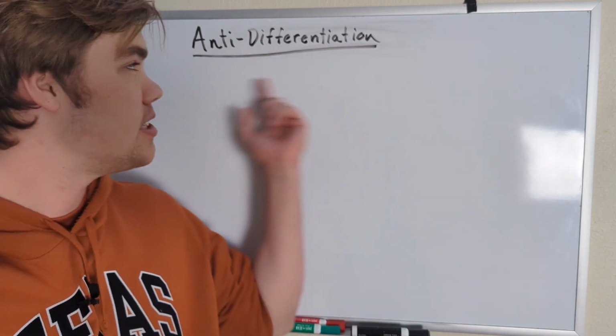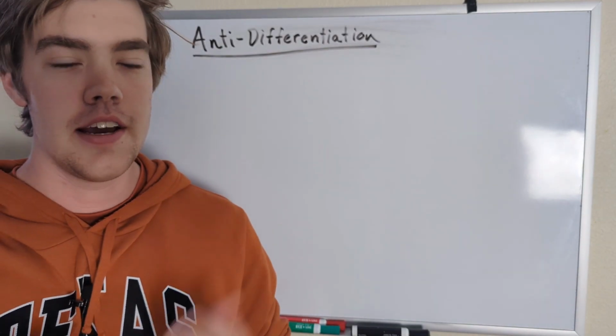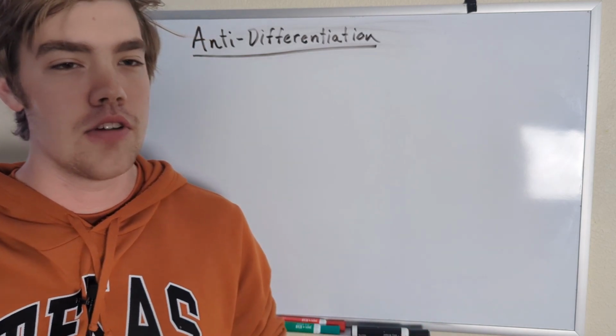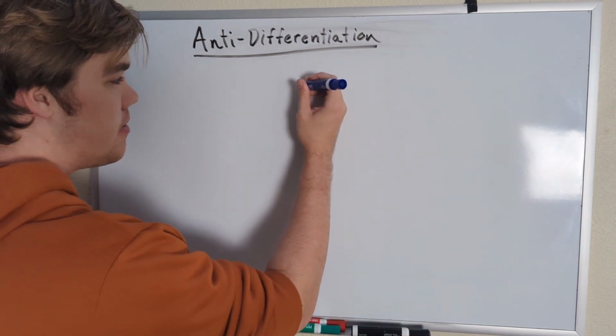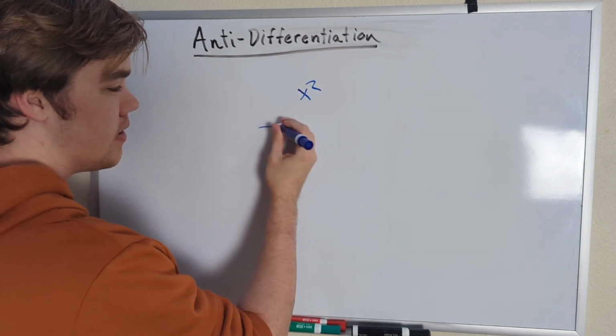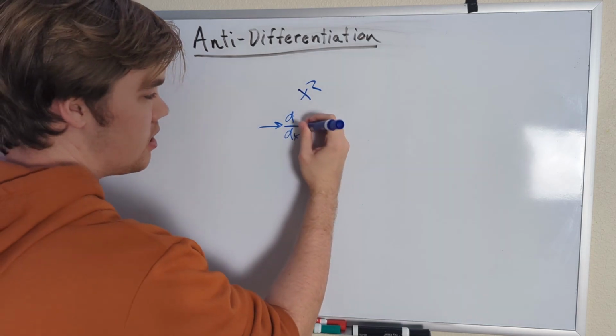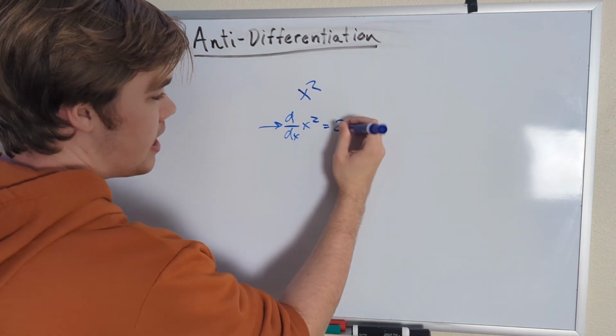In today's lesson, we're going to be talking about antidifferentiation. In our past lessons, we've been talking a lot about derivatives and doing differentiation. Whenever we take the derivative of a function, say we had the function x squared, the derivative of this function, denoted as d/dx, the derivative with respect to x, of x squared is equal to 2x by the power rule.